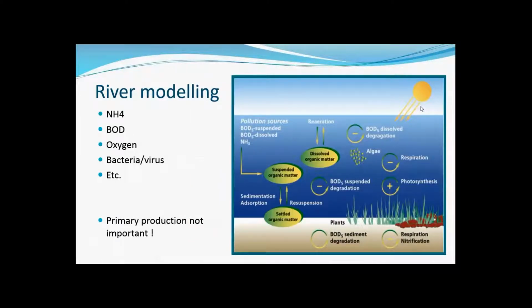Here's an example from river modeling. In rivers, you look mostly at ammonia, BOD, oxygen, maybe bacteria and viruses. There's an example of a schematic representation on the right. Primary production is not important in these kinds of models, and that is very important to mention.